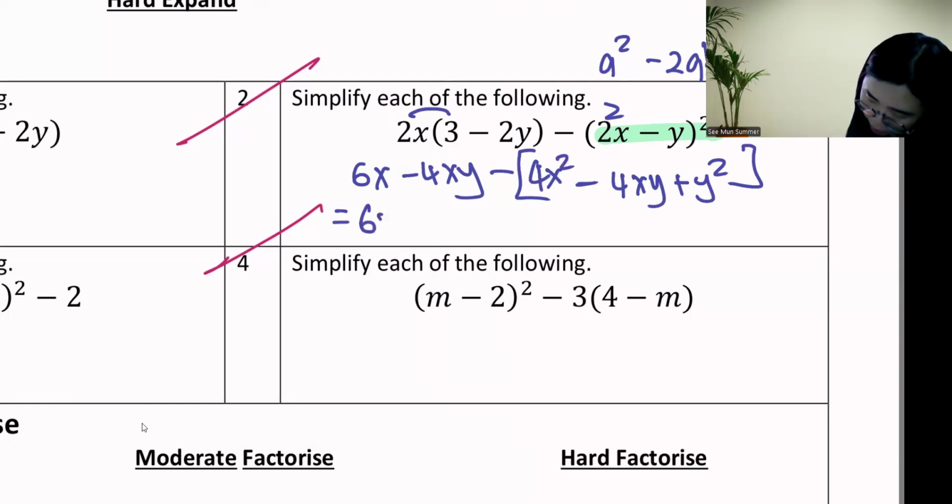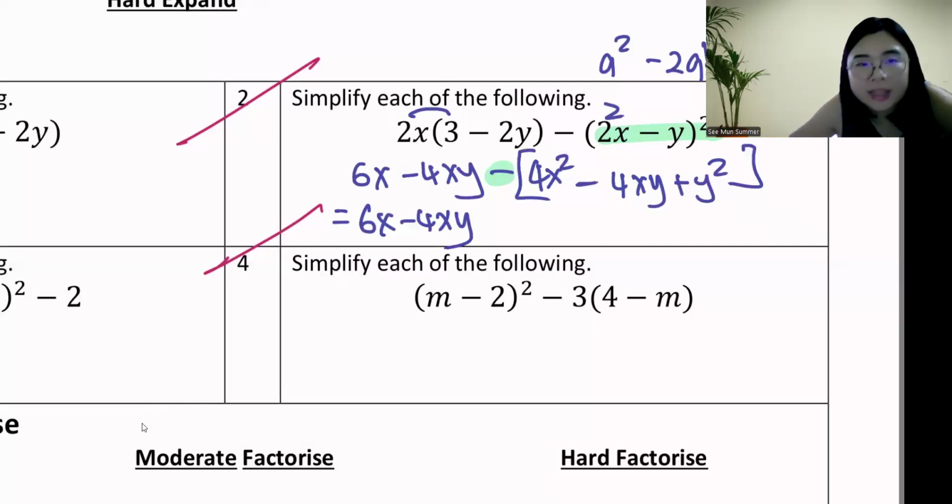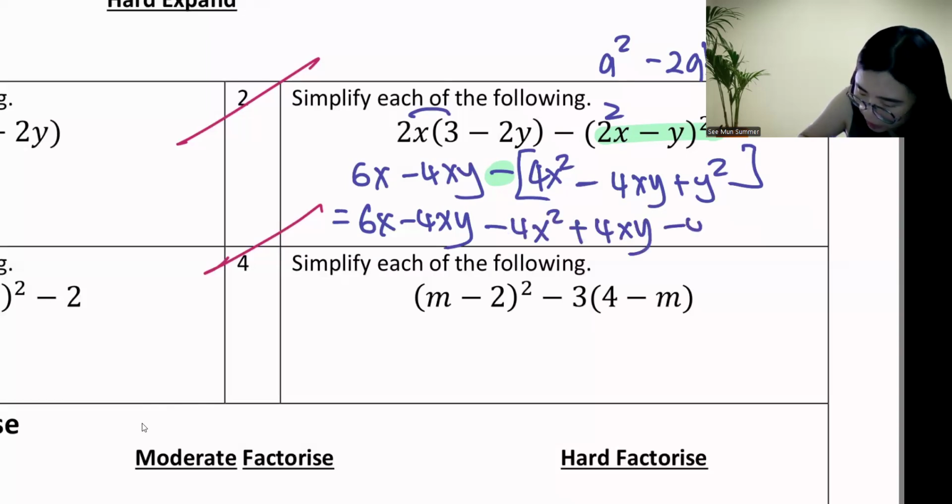And then now, see, minus. Change everything. Become minus 4x squared. Minus, positive 4xy. And then minus y squared. So this is the purpose of bracket. And then next, we convert everything from the same family and group them together.